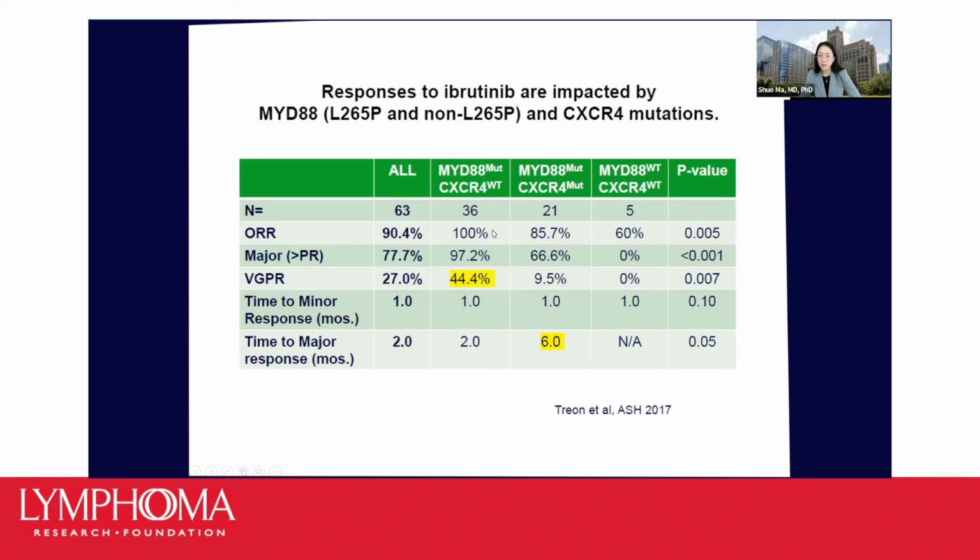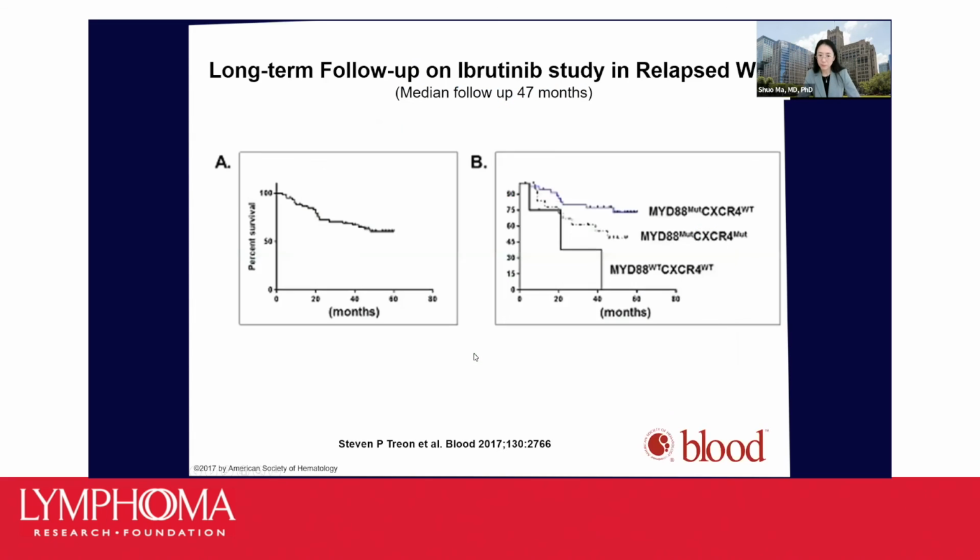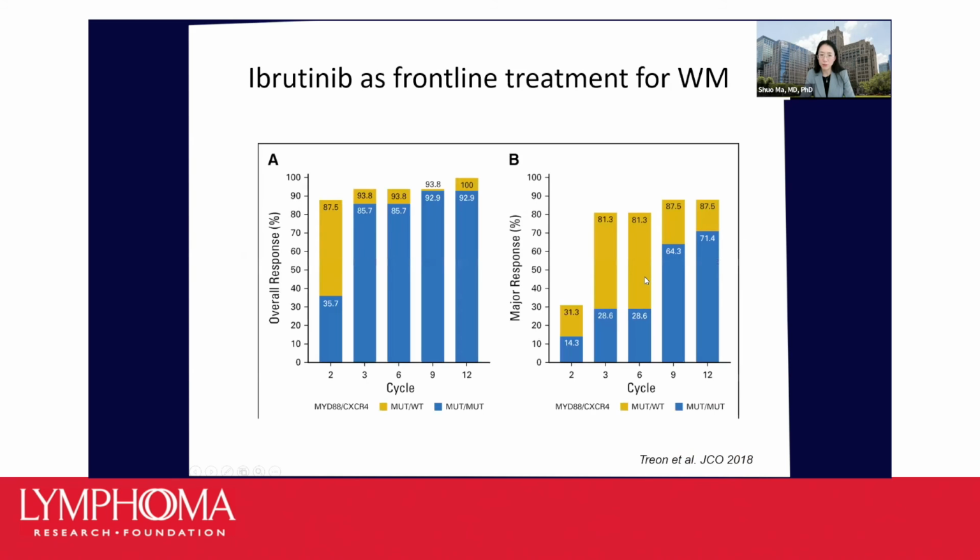So basically the trend is that if a patient has a single mutation only in MYD88, then they seem to have the highest overall response and the deepest response. If they don't have the MYD88 mutation, they have the lowest response. If they have double mutation, then the response is not as good as those with a single mutation, but it's still fairly decent. The main difference is that patients with double mutation appear to take longer to get to their major response, 6 months versus 2 months. Long-term follow-up confirms that patients with a single mutation seem to do better than those with double mutation, compared to those who do not have any mutations.